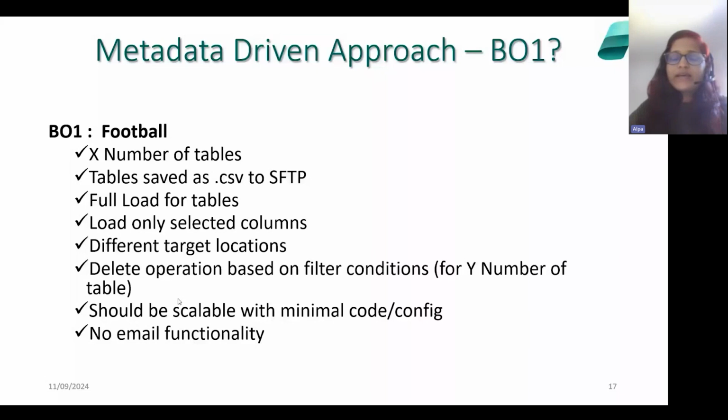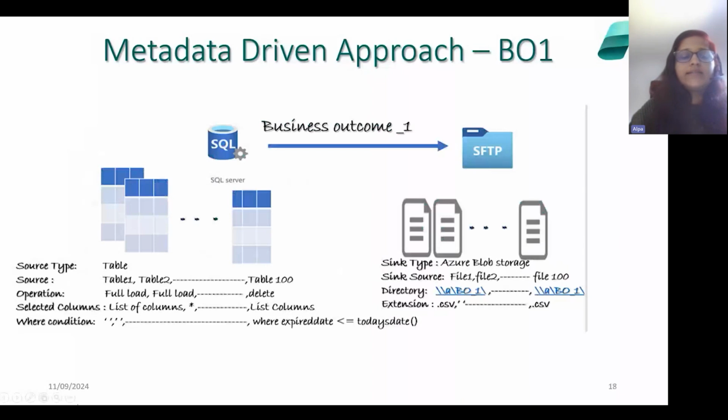So for that, I don't need to create a separate pipeline for business outcome one. I can create a common pipeline as well. So let's see business outcome two as well. But before that, see here what the configuration is for business outcome one. So here you can see these are the configurations.